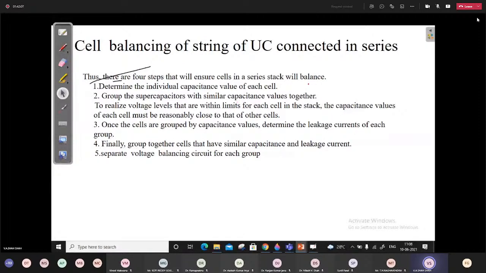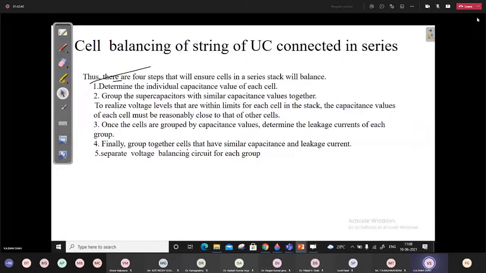Determine the individual capacitance value of each cell. Group the supercapacitors with similar capacitance values. To keep the voltage within limits for each cell in the stack, the capacitance value of each cell must be reasonably close to that of the other cells. That is the first thing: we have to group them into equal values of capacitance. Once the cells are grouped by capacitance value, determine the leakage current of each group.